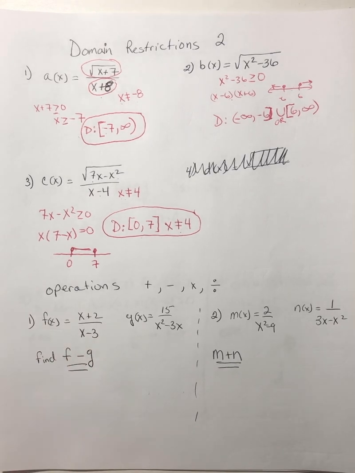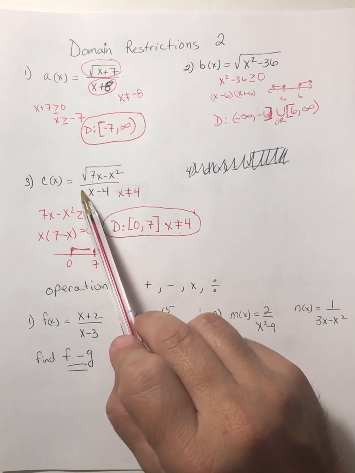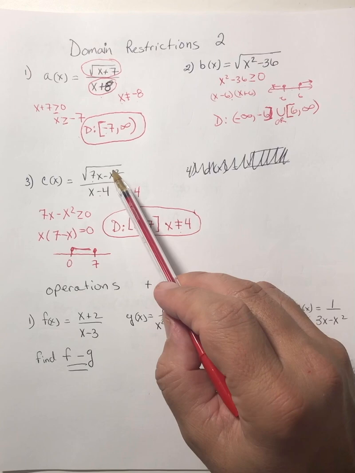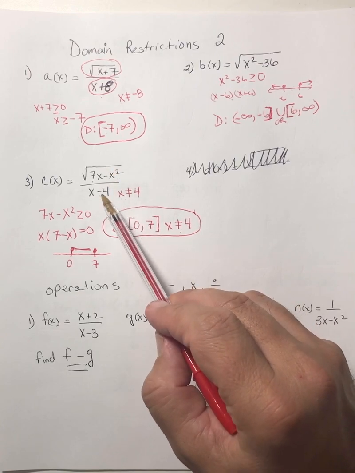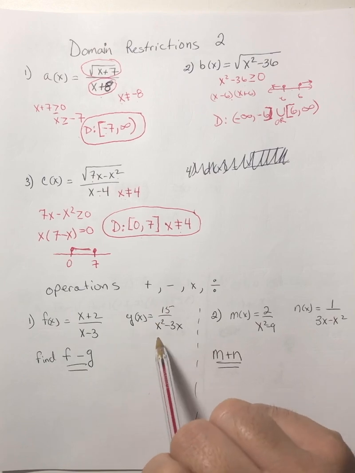So we made it a little bit more challenging than what we had from the other day. I mean, we still had the radicals, but now we had this radical over another x. So it's a double whammy. We got to worry about the top, and we have to worry about the bottom. Okay. All right, operations now.